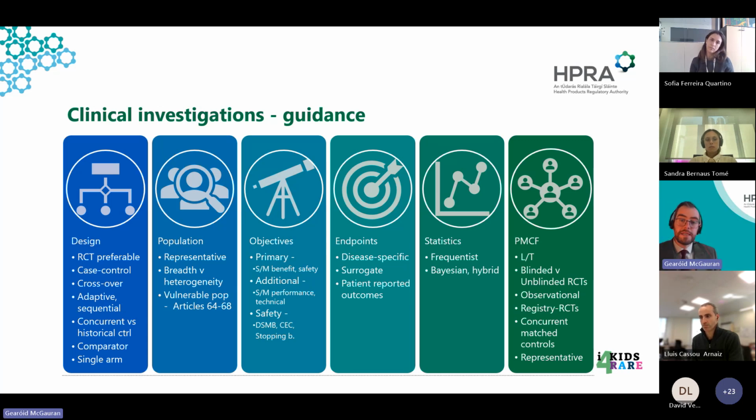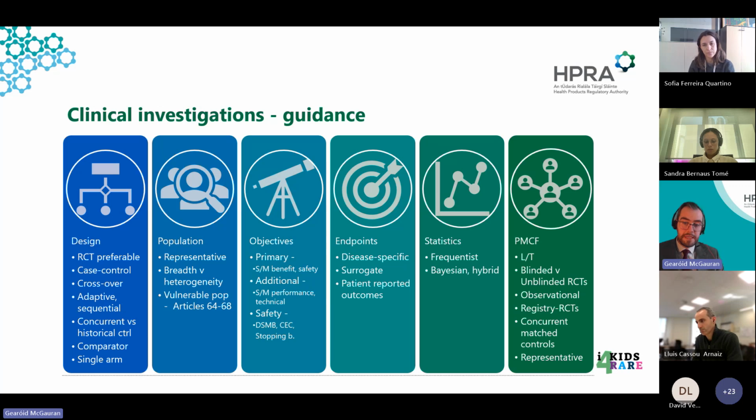When selecting objectives in the pre-market setting, the primary objectives should focus on short to medium-term clinical benefit and safety. Additional objectives should also focus on the short to medium-term performance and technical success for the device. Safety monitoring is also highly important in these studies, particularly given the vulnerable nature of the population. Generally, you should consider including a data safety monitoring board and/or clinical events committee, if appropriate, with specific stopping boundaries.